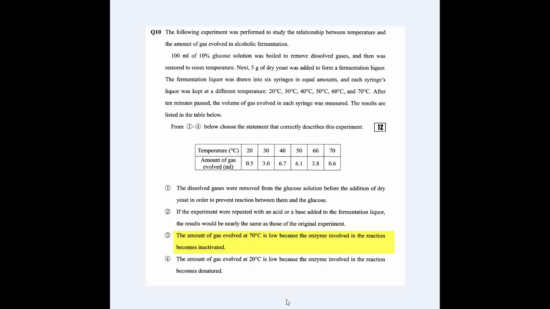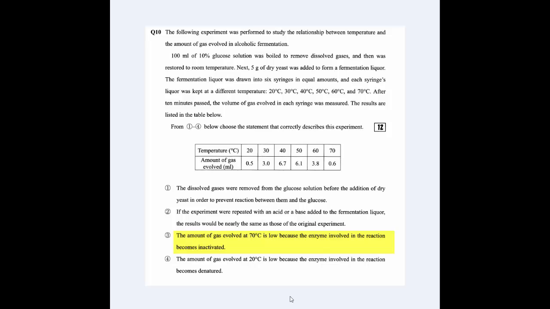10. The following experiment was performed to study the relationship between temperature and amount of gas involved in alcoholic fermentation. 100 milliliters of 10% glucose solution was boiled to remove dissolved gases and then was restored to room temperature. Next, 5 grams of dry yeast was added to form a fermentation liquor. The fermentation liquor was drawn into 6 syringes in equal amounts, and each syringe's liquor was kept at a different temperature: 20, 30, 40, 50, 60, and 70 degrees C. After 10 minutes passed, the volume of gas evolved in each syringe was measured. The results are listed below.